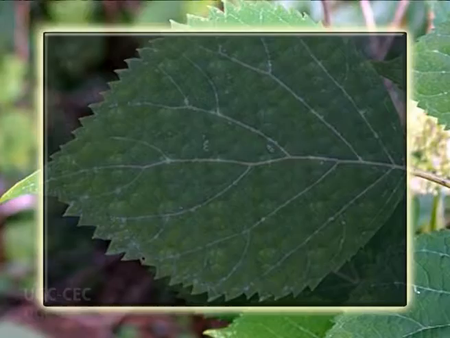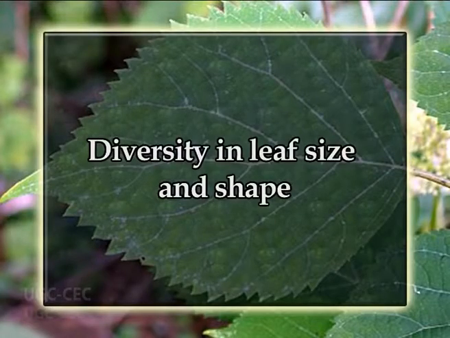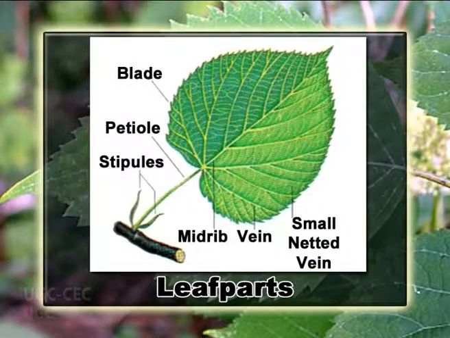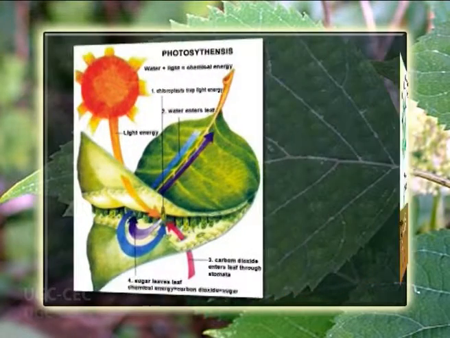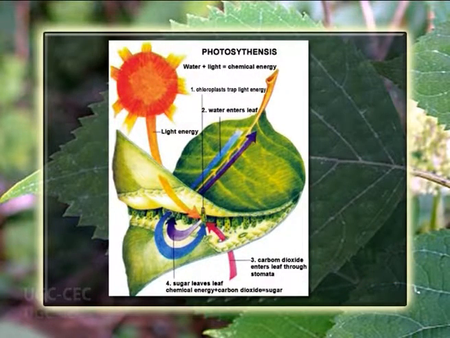Welcome students. Today we will talk about diversity in leaf size and shape. Leaf is an above ground, green, flattened lateral structure attached to a stem and functioning as the principal organ of photosynthesis and transpiration in most plants. Leaves are typically flat, laminar, and thin, which evolved as a means to maximize the surface area directly exposed to light.